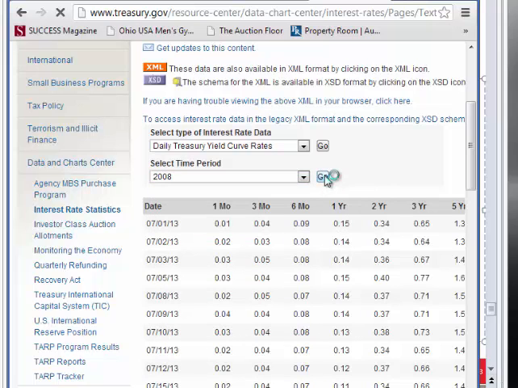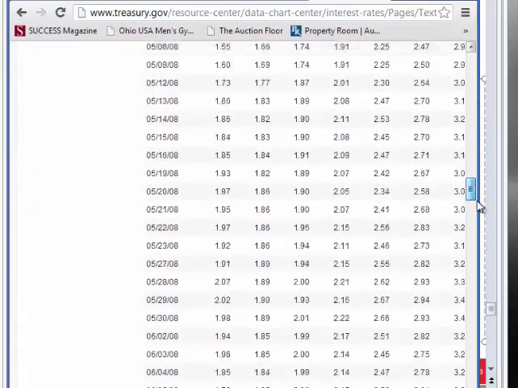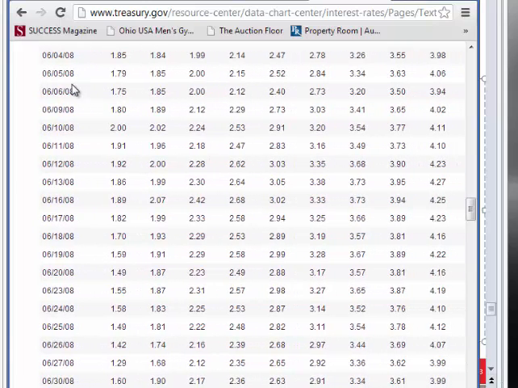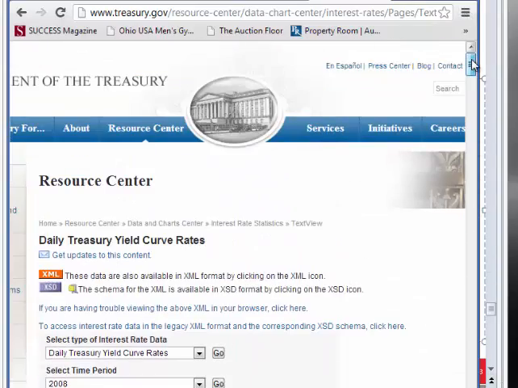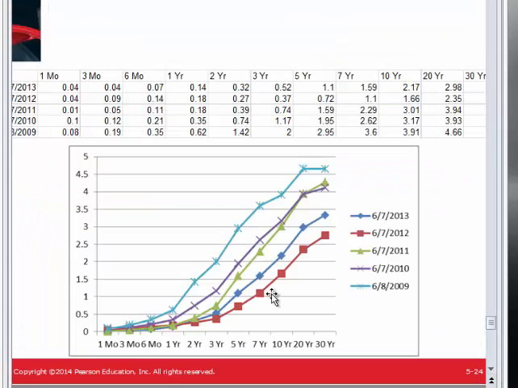Here are the yield curves for 2008, and you want to find your birthday. So you get down here, find your birthday, and you're going to calculate that. If you notice, my birthday's not here. It must be on a weekend this year. So just grab a row that's close to you, and you're going to input this into a worksheet so that you can do a graph of, in this case, 6/9/08, and then you'll do the exact same thing for 09, 010, etc. So we'll ultimately then be able to create a yield curve from that data.